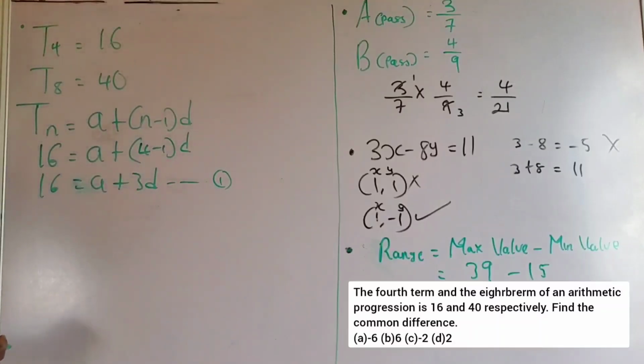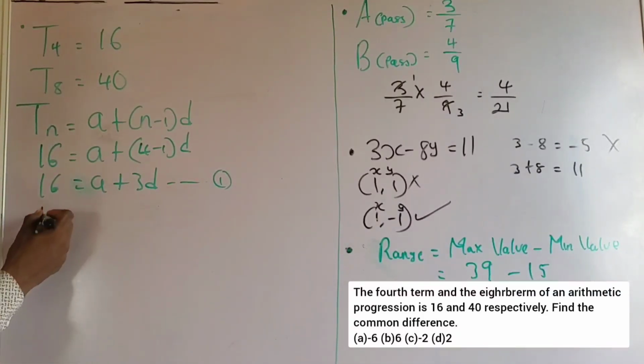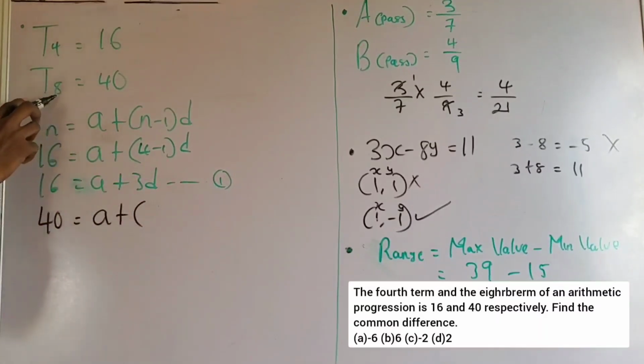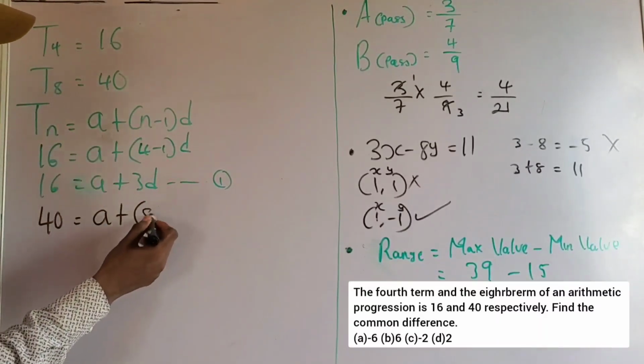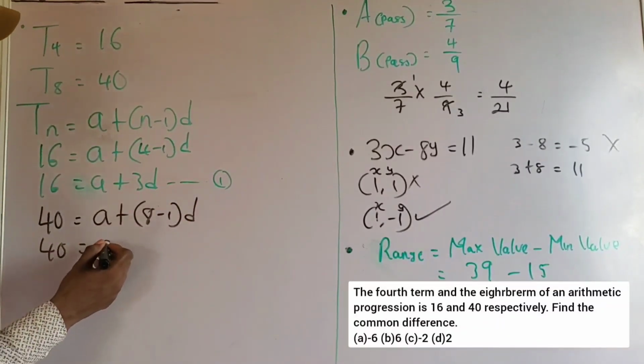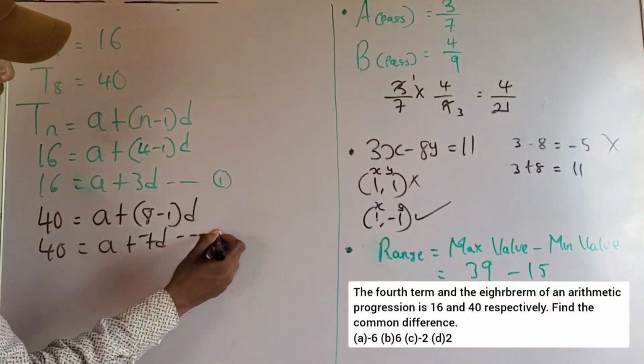Now we have been given that the eighth term is also 40. So in this case, I'm going to have T8, which is 40. Let us write it as another equation: 40 equals a plus, now because we are dealing with the eighth term, the value of n will be 8. I'm going to have 8 minus 1 multiplied by d. So I'm going to have 40 equals a plus 7d. Call this one equation 2.